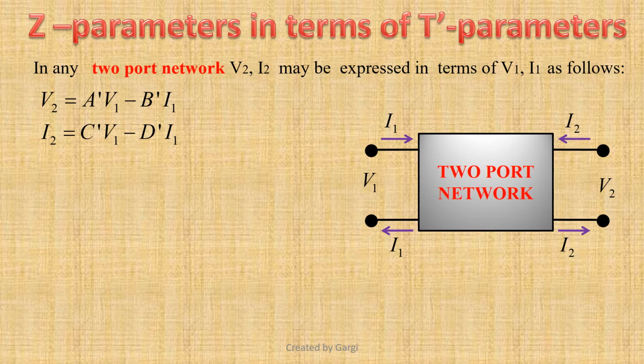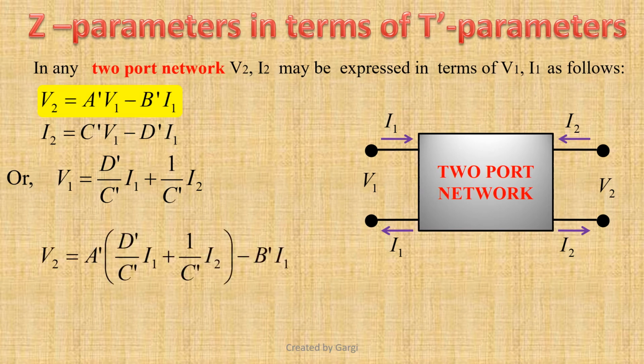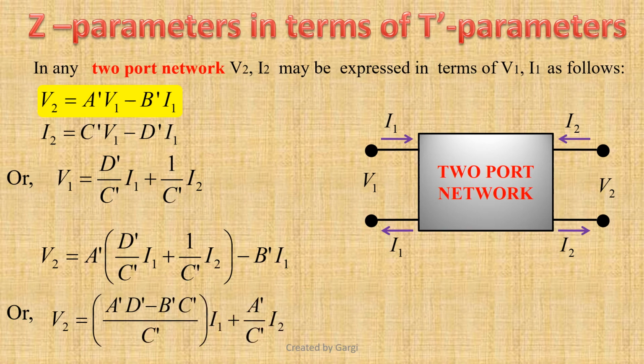Now, by rearranging equation number 2, we get V1 equals D dash by C dash times I1 plus 1 upon C dash times I2. By using this expression in equation number 1, we get V2 equals A dash times D dash by C dash times I1 plus 1 upon C dash times I2 minus B dash times I1. By rearranging this equation, we can write V2 equals A dash D dash minus B dash C dash divided by C dash times I1 plus A dash by C dash times I2.